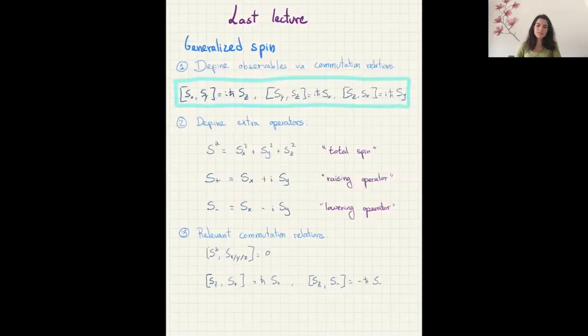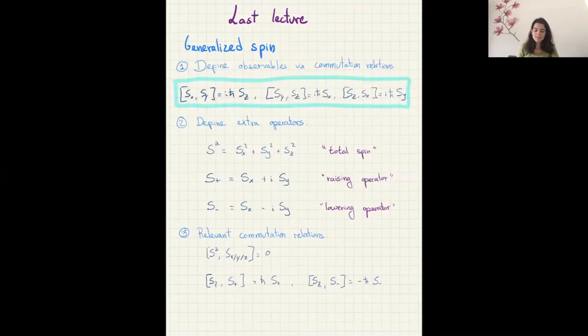Okay, good. So let's start. I'll just summarize what we did in the last lecture. We talked about spin and how to treat spin in the general case, not just in the qubit case. So we saw that if you have a system, we don't know the dimension yet, but as long as you have some observables that satisfy these commutation relations, so the commutator of two of them is the other one with some factor.